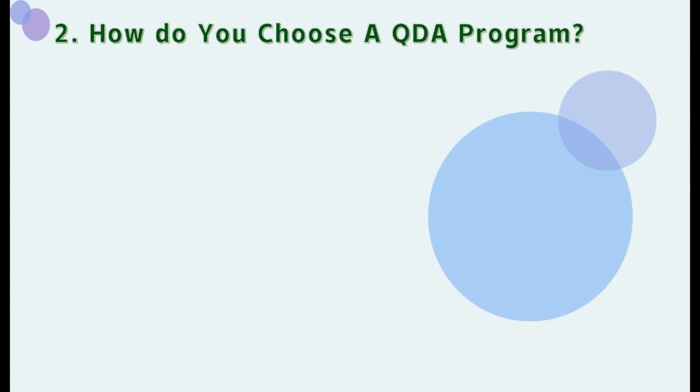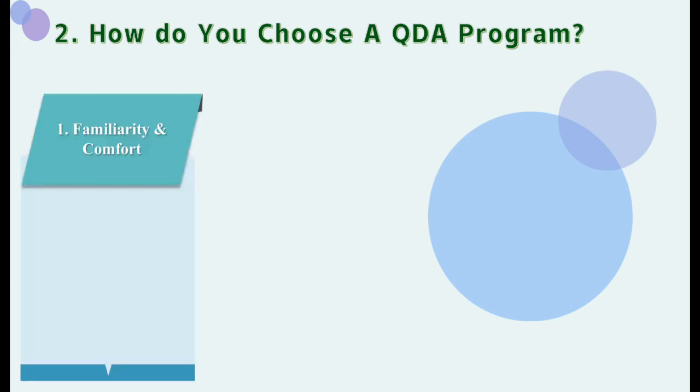How do you choose a QDA program? Several factors go into your choice of qualitative software. First and foremost, familiarity and comfort. You need to be comfortable with the program after you try the demonstration copy. This means that you need to be at ease with the features of the program, the documentation available for the program, and the tasks the program will accomplish.